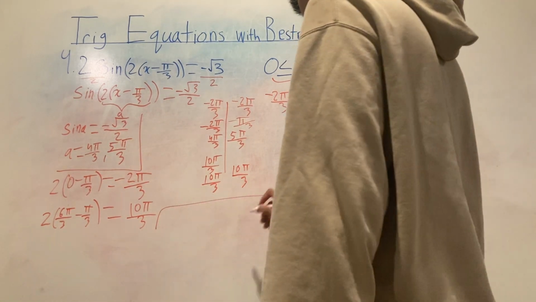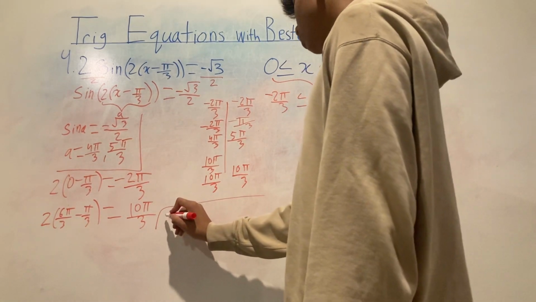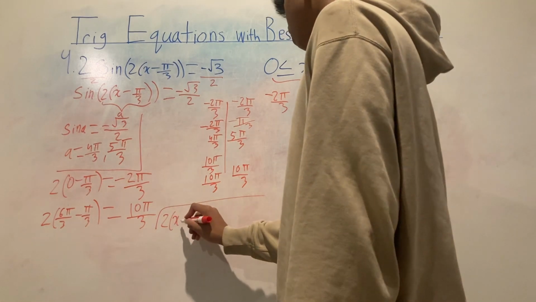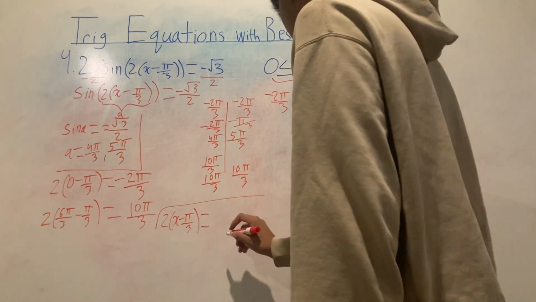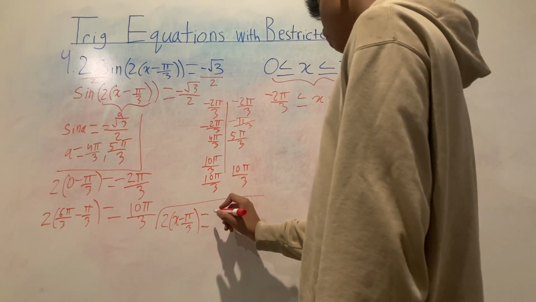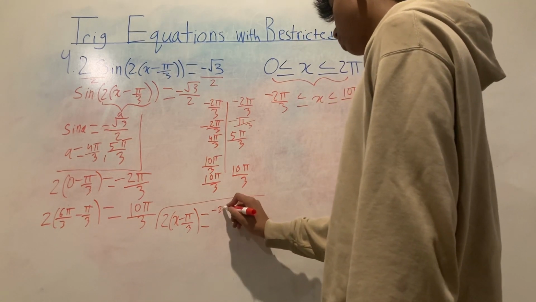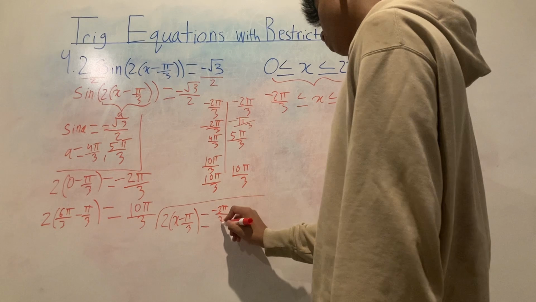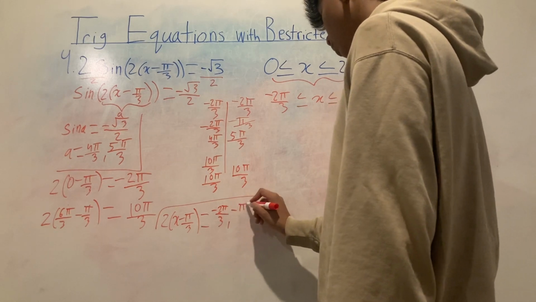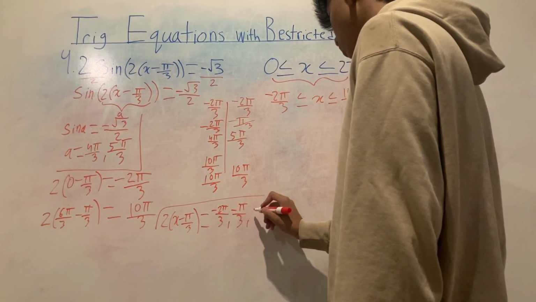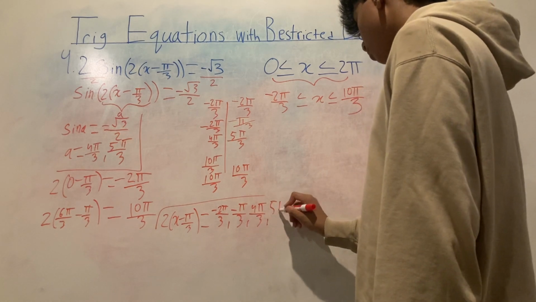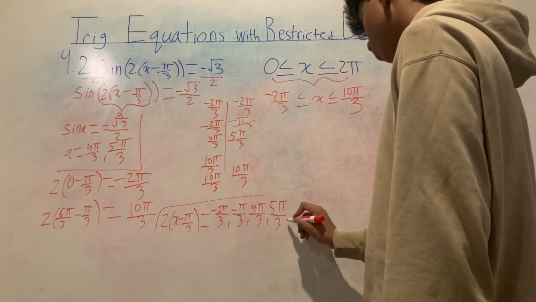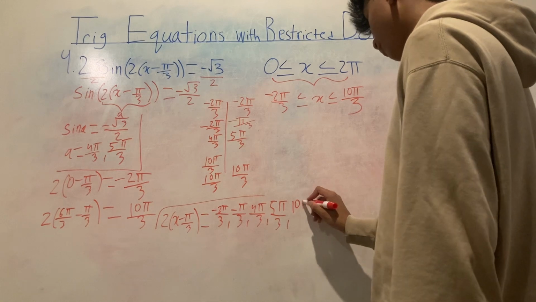So let's just draw a line here. So we have 2 times x minus pi over 3 equals, and let's start from the least to greatest, so negative 2 pi over 3, negative pi over 3, 4 pi over 3, 5 pi over 3, and last one, 10 pi over 3.